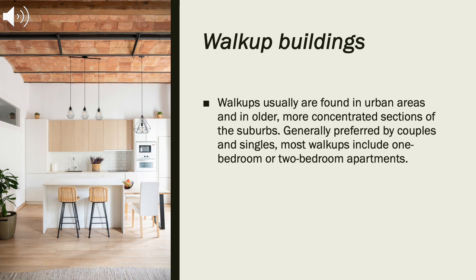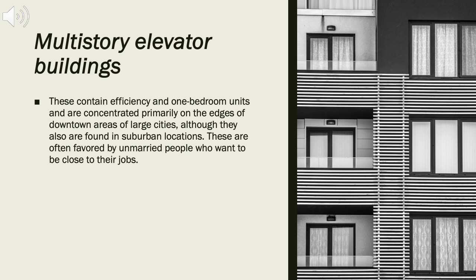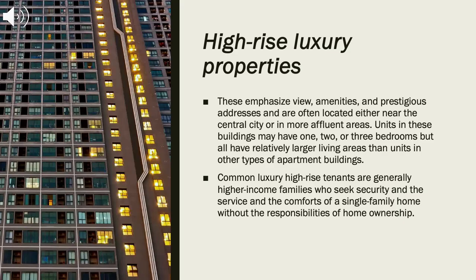Walk-up buildings. Walk-ups usually are found in urban areas and in older, more concentrated sections of the suburbs. Generally preferred by couples and singles, most walk-ups include 1-bedroom or 2-bedroom apartments. Multi-story elevator buildings. These contain efficiency and 1-bedroom units and are concentrated primarily on the edges of downtown areas of large cities, although they also are found in suburban locations. These are often favored by unmarried people who want to be close to their jobs. High-rise luxury properties.